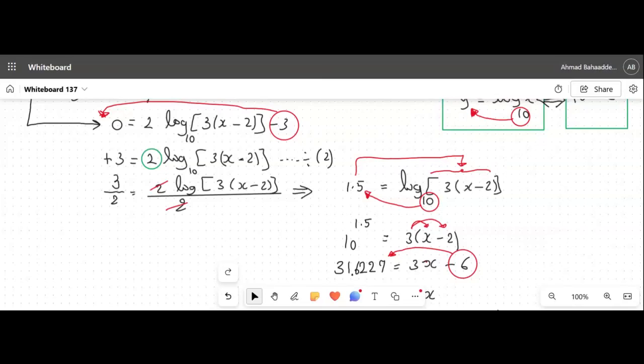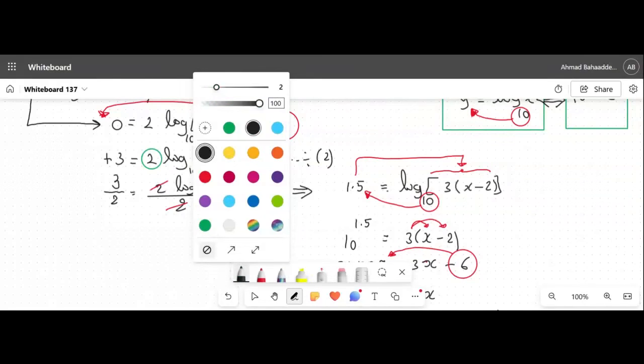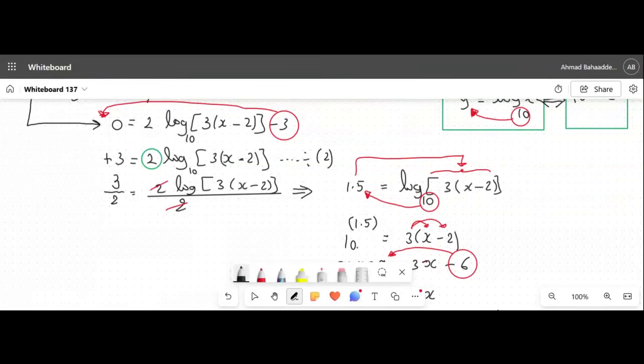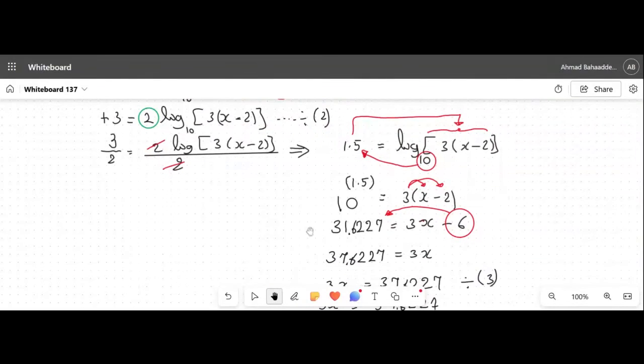Now, as I'm going to apply the exponential form, I say that 10 to the power of 1 and a half. Let me write down this 10 in a bigger size so people can see that this is the base. So 10 to the power of 1 and a half is equal to the argument, which is 3 times (x minus 2) in a bracket.